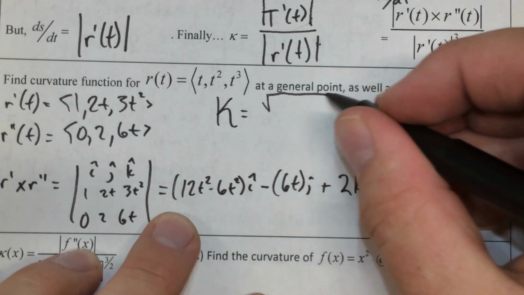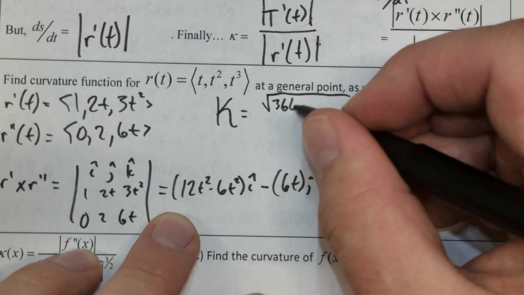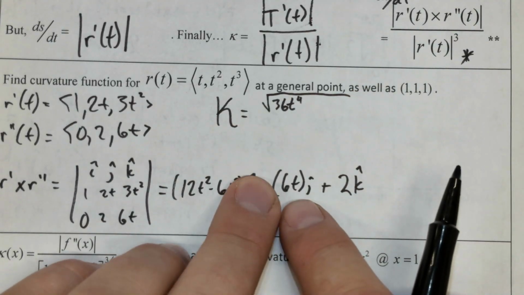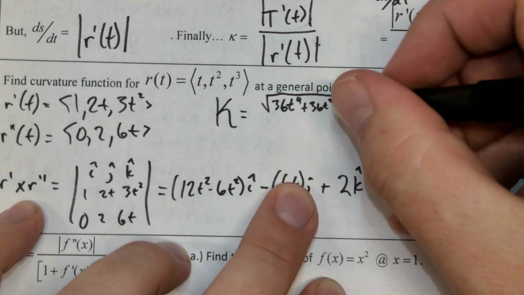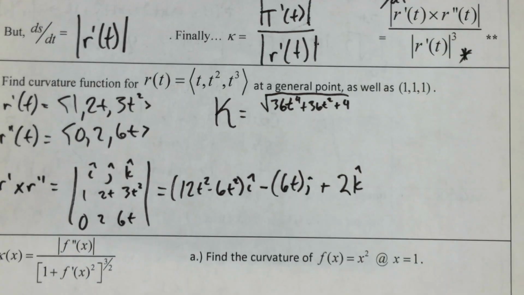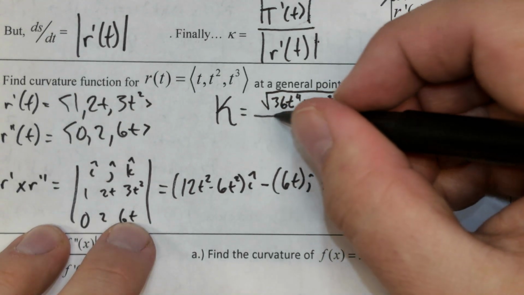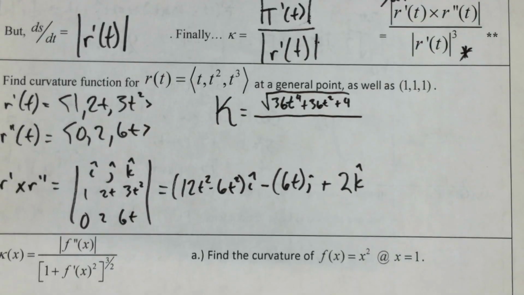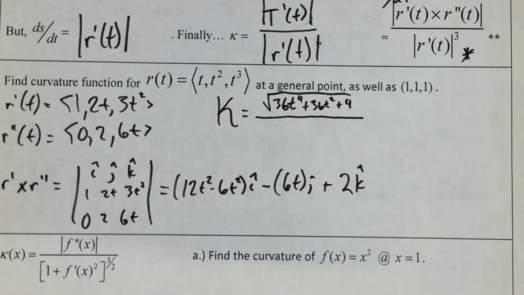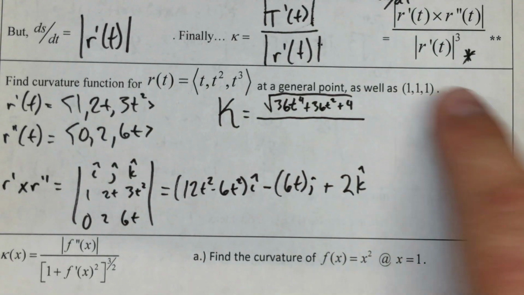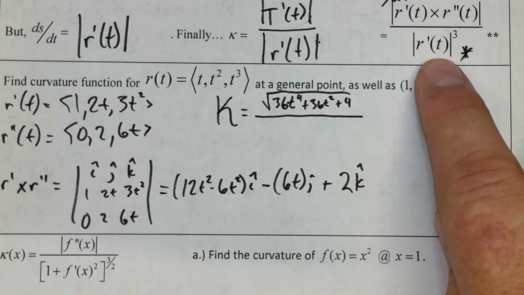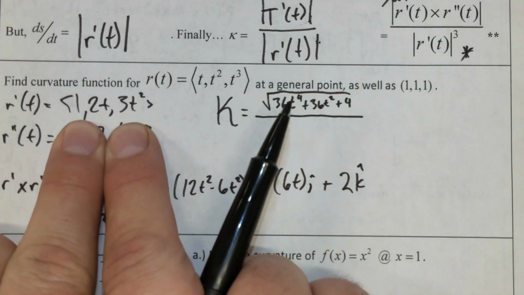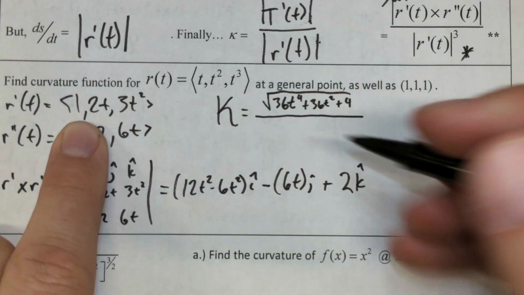This makes a 6t squared, so that would be 36t to the fourth. This would be 36t squared, and this would just be 4. I'm not even so worried about factoring it, it's simplifying it, right? When it just says at a general point, I just need t, because these general points will be generated by t values. Then I divide it by, again, this magnitude cubed.